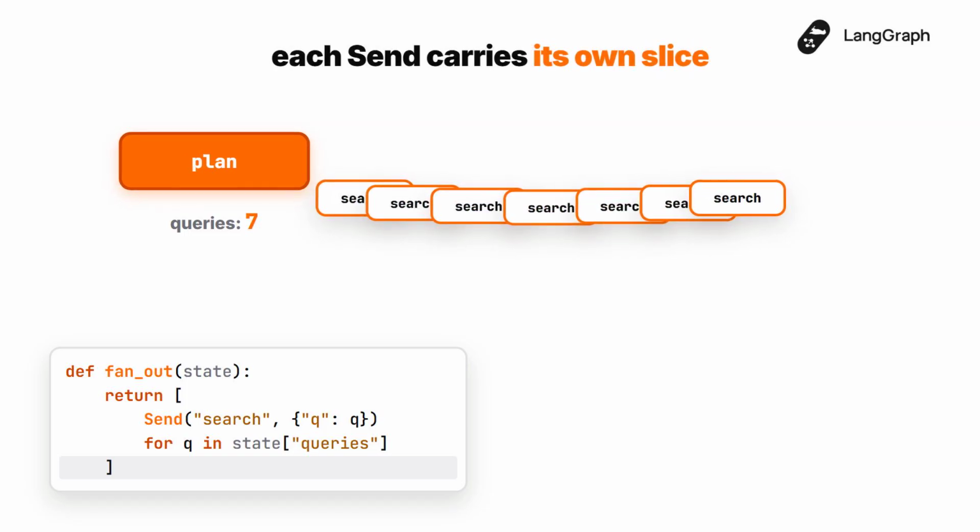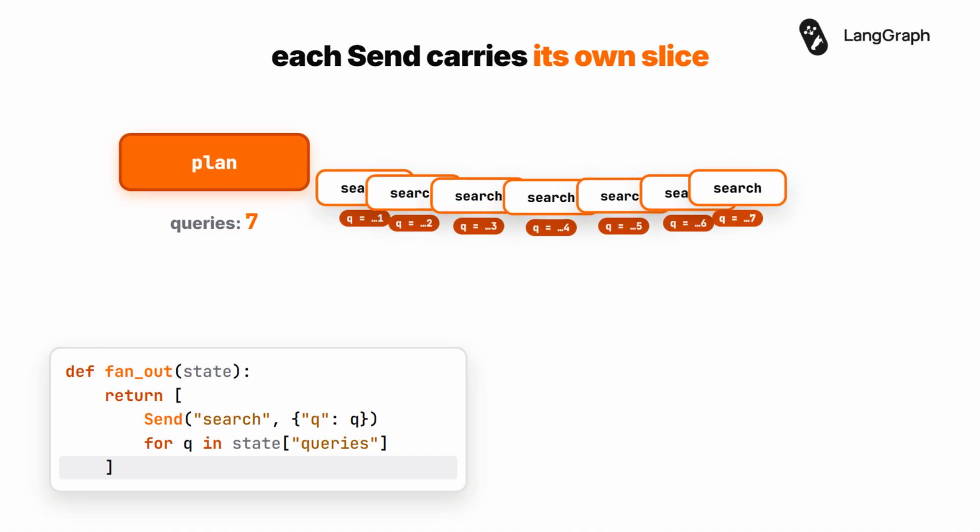Look carefully at the payload. Each send carries a dictionary, and that dictionary becomes the state the target node sees. Our search node reads a key called Q, which the parent state does not even have.